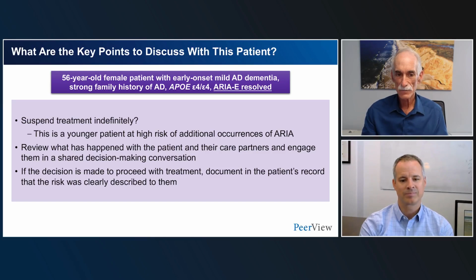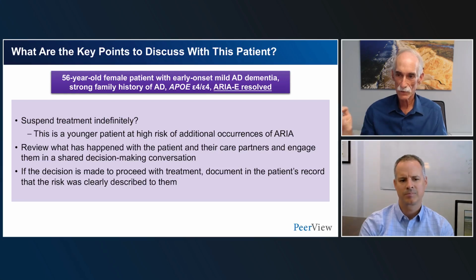But I think the next step is to go back to the patient and the family, review the status now that they had the episode of ARIA, that they're at increased risk of certainly having another episode of ARIA. They likely had CAA that we're not detecting, and then see what they say and weigh that risk with them. If they decide to proceed and the clinician decides to, I would definitely document in the record that the risk was clearly described to them and the patient and the family accepted that risk, because there could be a liability here.